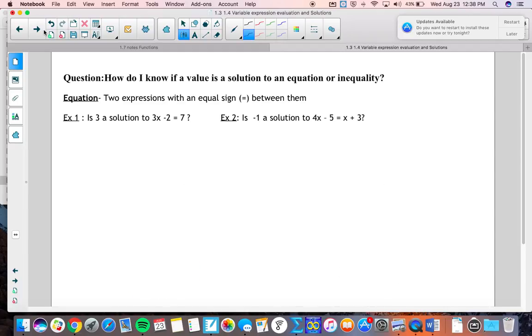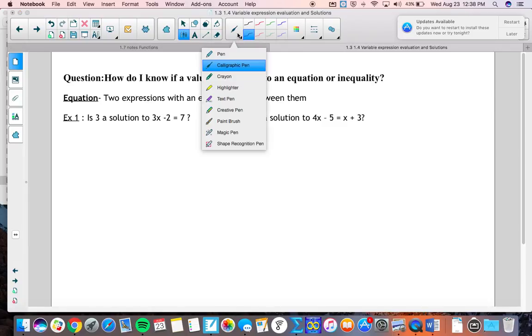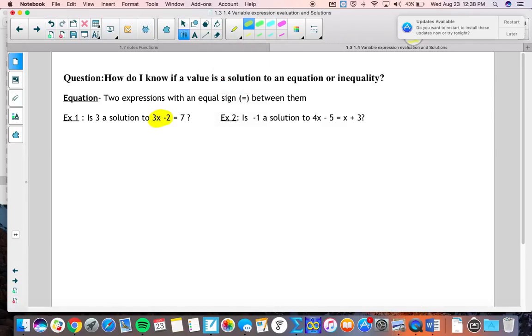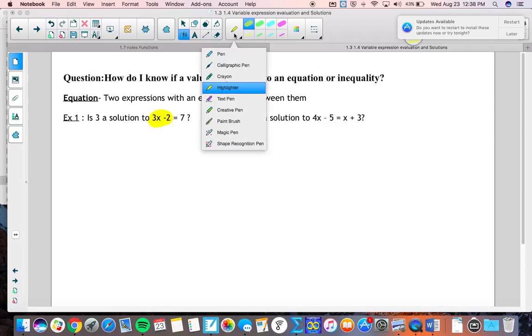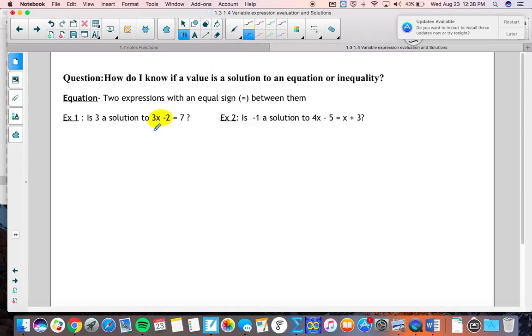So here's the new topic we're looking at. How do I know if a value is a solution to an equation or an inequality? So an equation is 2 expressions with an equal sign between them, and they truly should be equal. So I'm wondering if 3 is a solution to this equation. When I simplify this left side, does it actually equal 7? Well, I'm going to substitute and simplify and then analyze. So I'm going to substitute in 3 for x. So 3 times 3 minus 2. Does that equal 7?